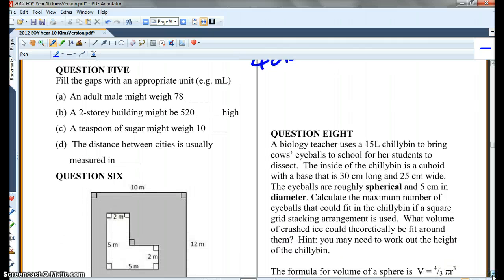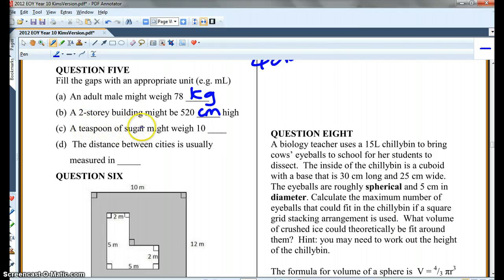Question 5. Fill in the gaps with the appropriate thing. Okay, no list to choose from. Adult male, 78 kilograms. 2-story building might be 520 meters high? No, it might be 5 meters high, so there's 100 centimeters in a meter, so that's going to be centimeters high. That was a bit tricky.